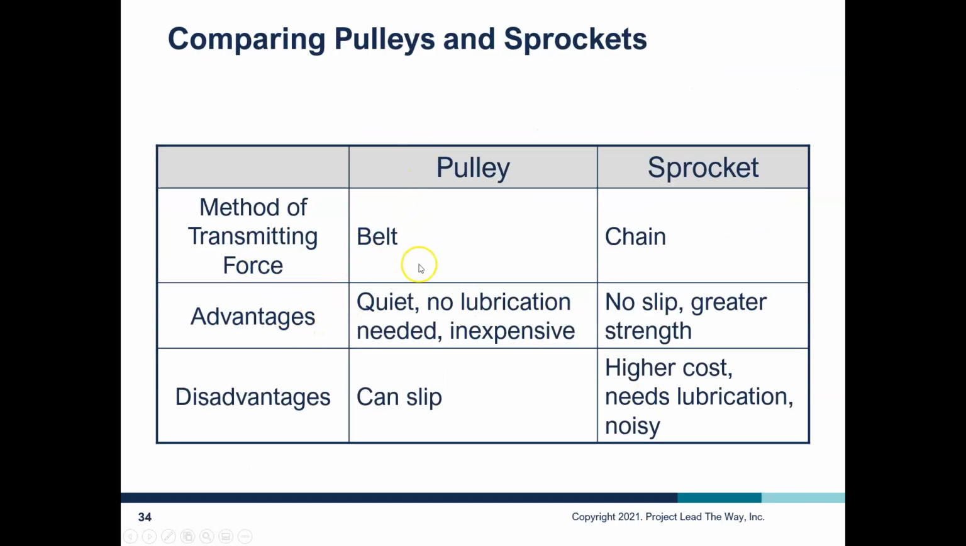There are some advantages and disadvantages of both the pulley and sprocket system. Method of transmitting force is the belt by a pulley and the chain by a sprocket. Advantages for pulleys is quiet, no lubrication needed, and it's inexpensive. The disadvantage is that it can slip. A sprocket, there's no slip, but has greater strength. Higher cost, also needs lubrication because you're incorporating a chain, and it can be a little bit louder.